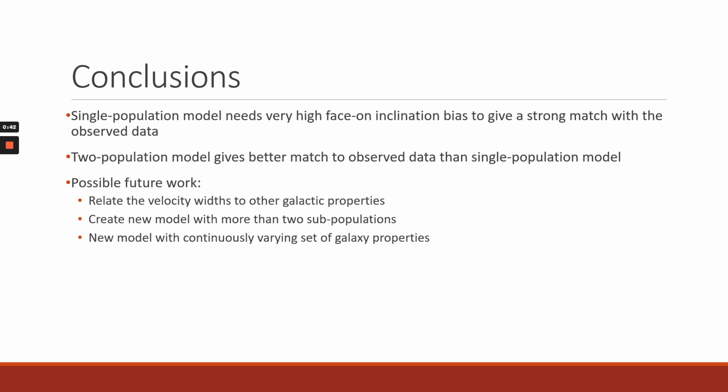To sum up, the single population method best matches the observed data at unrealistically high face-on inclination biases, but the two population model is able to give a strong match to the data without such strong inclination bias, and may better represent the properties of the observed galaxies.